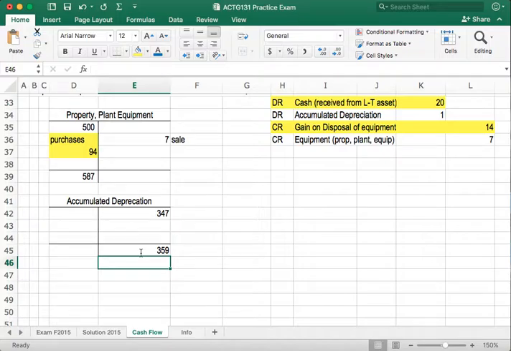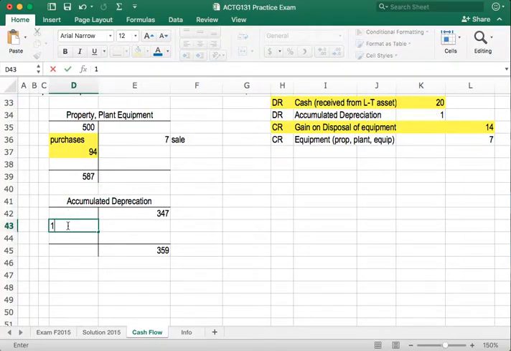Now, items that decrease accumulated depreciation are disposals of equipment. As you see here, we have a debit of accumulated depreciation of 1. So I'm going to put that in, and this is initiated by that journal entry, which is the sale. So just write it over here. So that's why we have a decrease of 1.